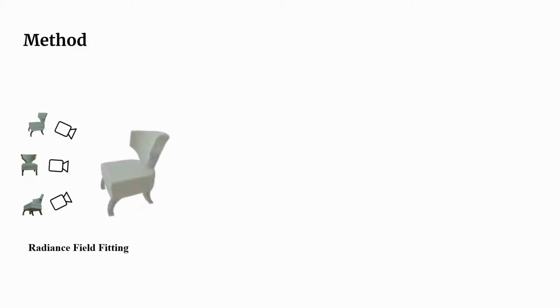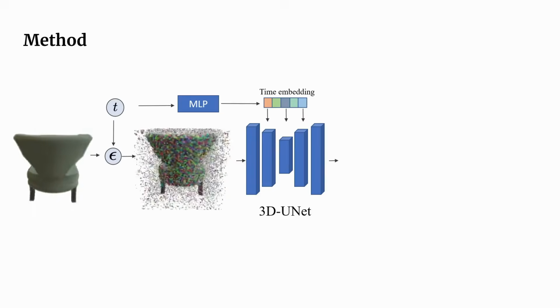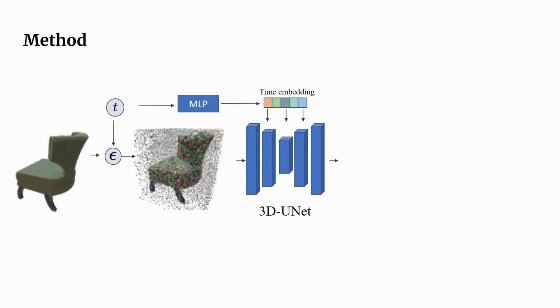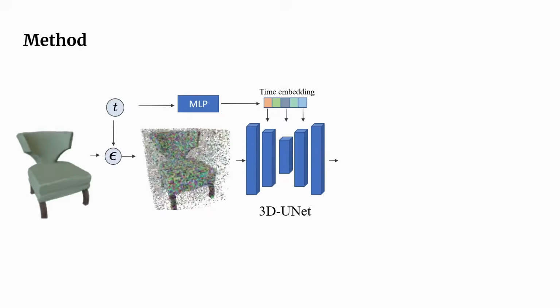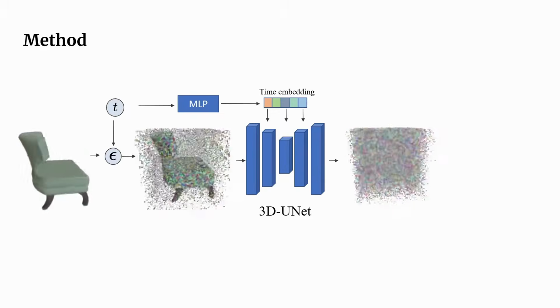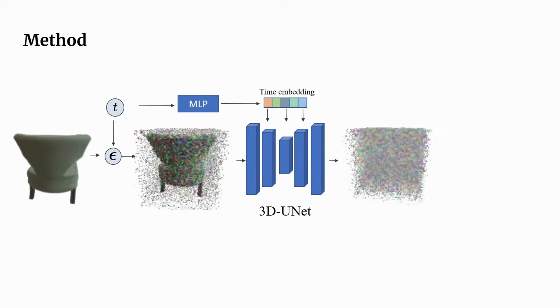During training, our model takes as input a radiance field generated from a set of posed images. Similar to 2D diffusion, we train a time-conditioned 3D UNet to reverse a Gaussian noising process, which corrupts the input radiance field over time. Given a corrupted radiance field at a certain time step, the UNet is trained to predict the noise applied at that step.